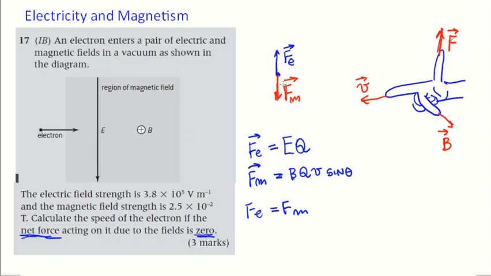The vectors, we have already thought about them, so they're just pointing in opposite directions to one another. Now the magnitudes will have to be the same. So this is EQ, which is equal to BQV sine of the angle between them. Now notice that the speed of the electron and the field are perpendicular, so this is 1. So if we rearrange, we can also cross out the charge. So we would have simply that the velocity would be the ratio of the electric field and the magnetic field.